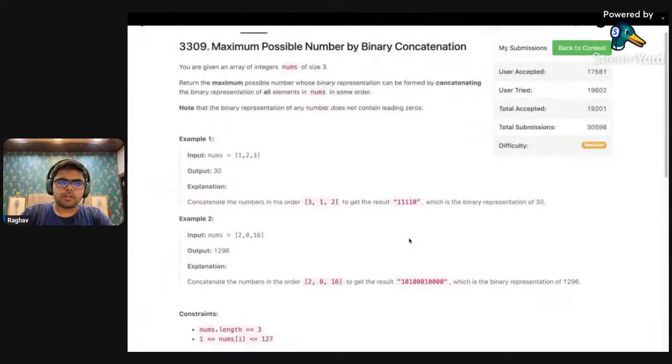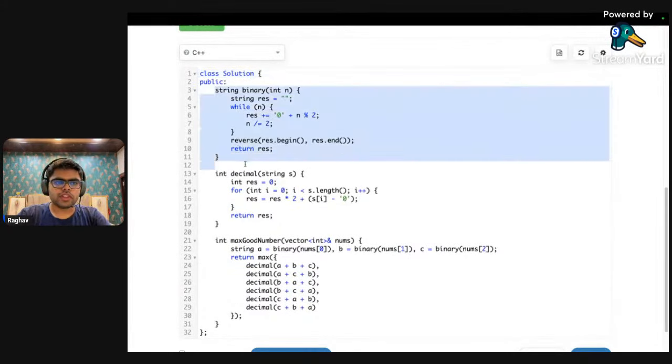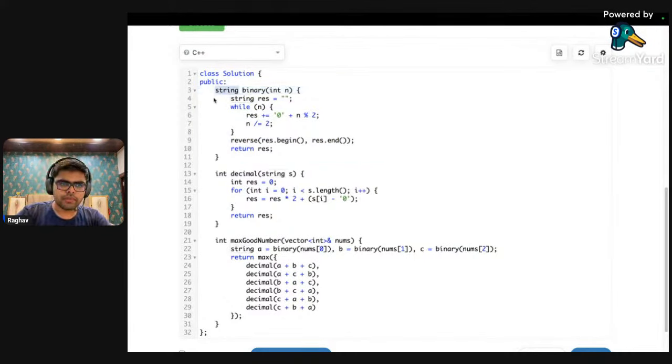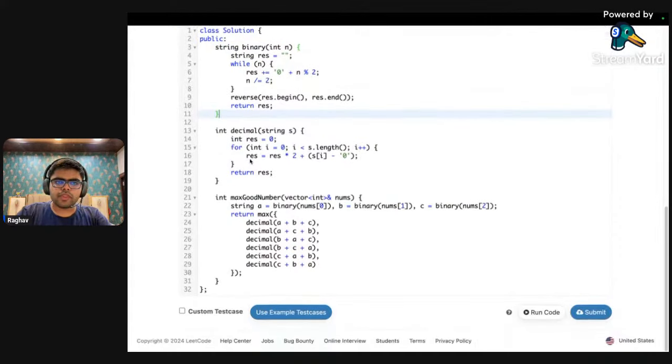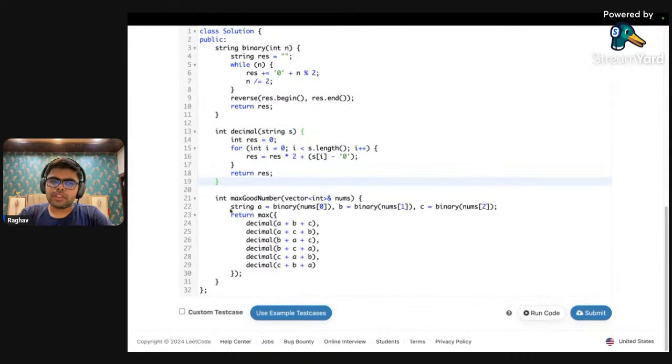Now let us look at the code. In my case, I created two functions. The first one is the function with the name binary. It will take an integer as input, and it will return the binary string as output. And similarly, I created a function which will convert a binary string to an integer. And then in the main function which I had to complete, first of all, I converted these numbers to binary strings.